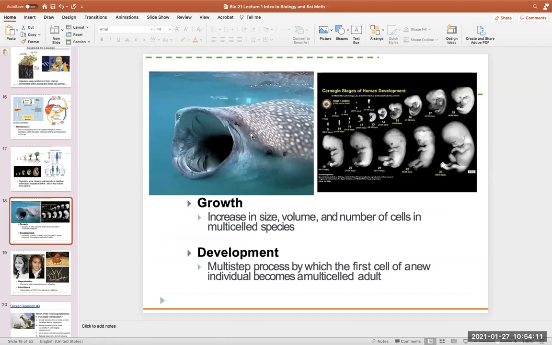Growth versus development. Growing is getting bigger in size. Developing is going through different stages and becoming different parts of the body. Basically here, the stem cells are becoming the brain cells or the lung cells or the heart.